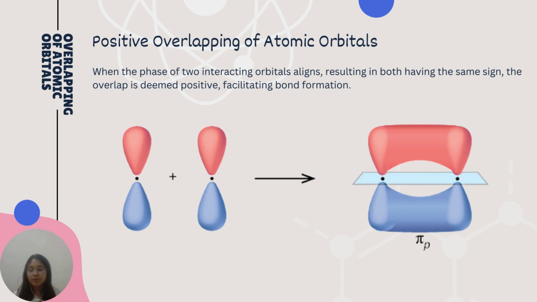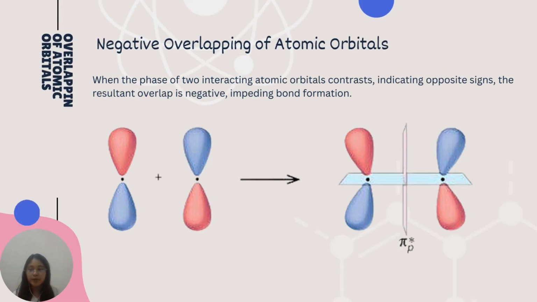It's essential to note that the phase of these orbitals, denoted by either positive or negative values, stems directly from the sign of the orbital wave function and isn't correlated with the charge in any manner. Meanwhile, when the phase of two interacting atomic orbitals contrast, indicating opposite signs, the resultant overlap is negative, impeding bond formation.